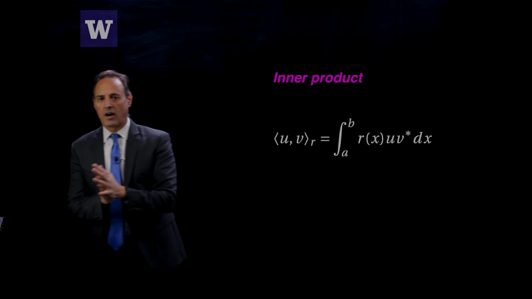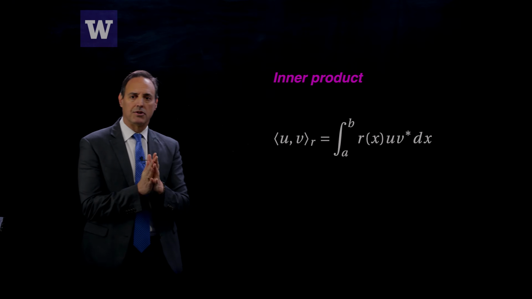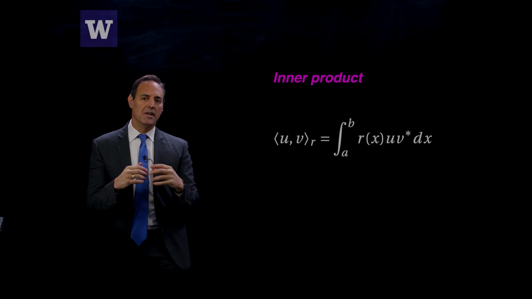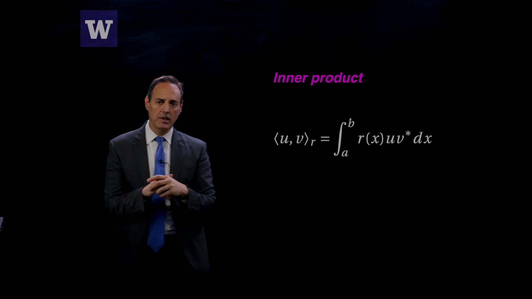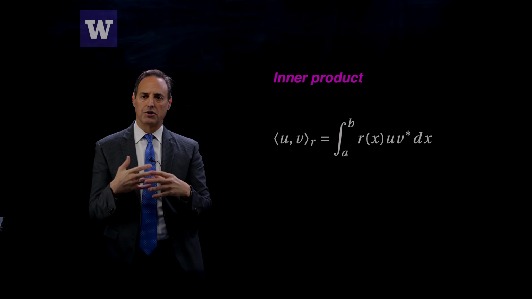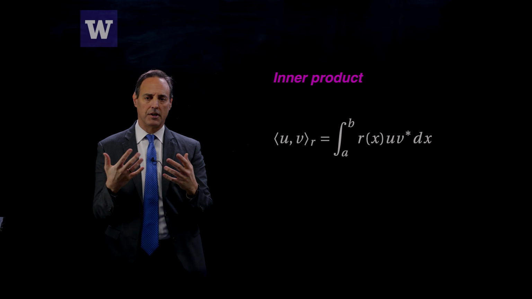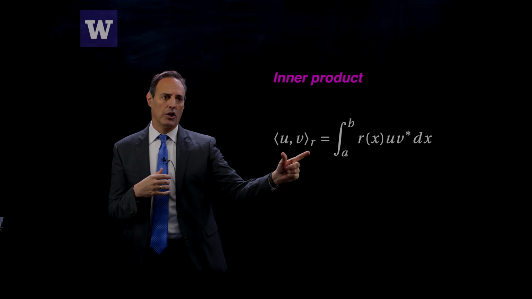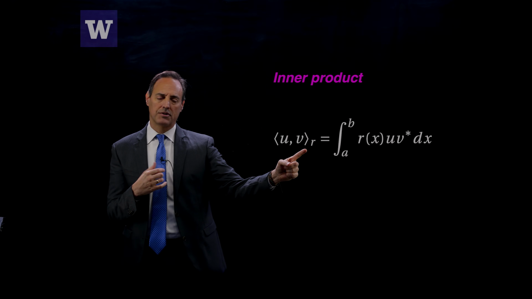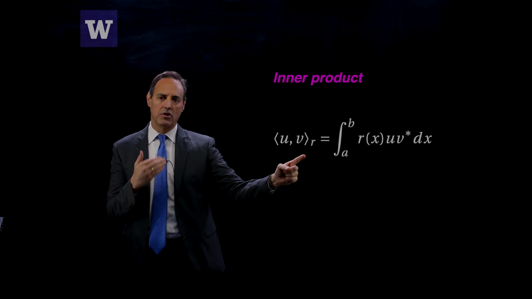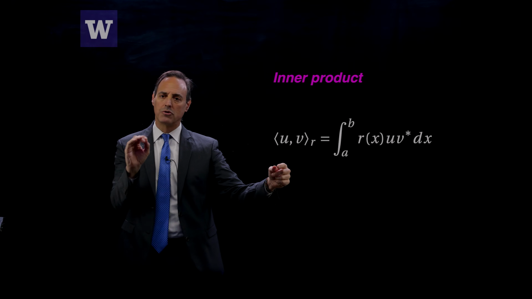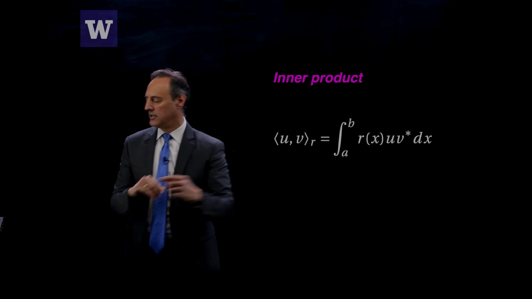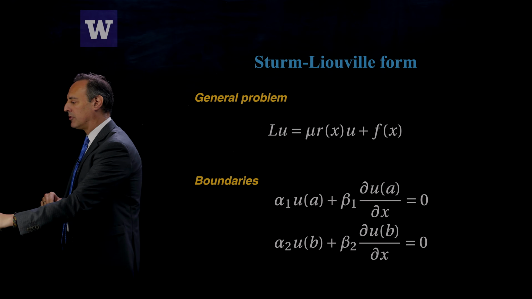And let's start talking about one other thing that goes with this: we're going to redefine our inner product here. Normally we have the inner product, which is simply the functions u and v integrated against each other. But now I'm going to introduce a new inner product, which is u and v with a little subscript r. This r denotes the r of x that we introduced on the right-hand side, that mu r of x u. Let me go back to it just to show you.